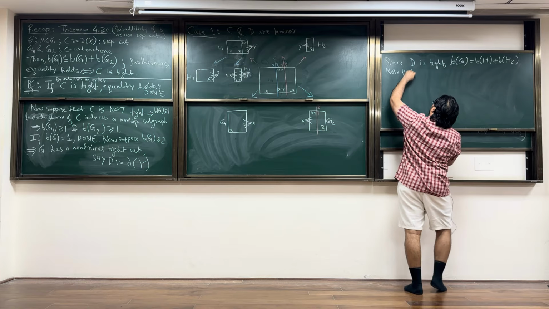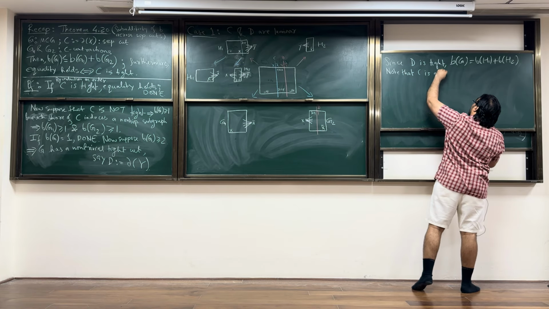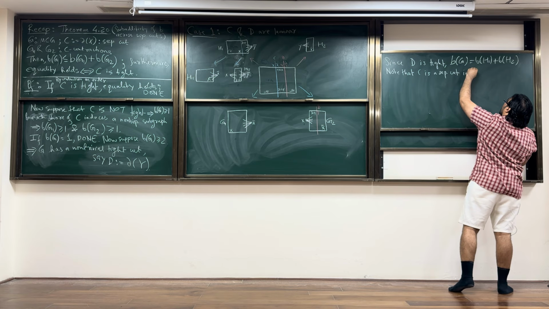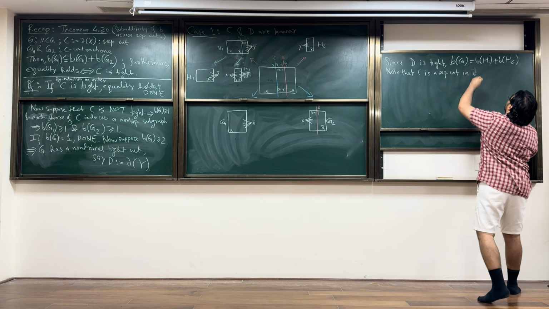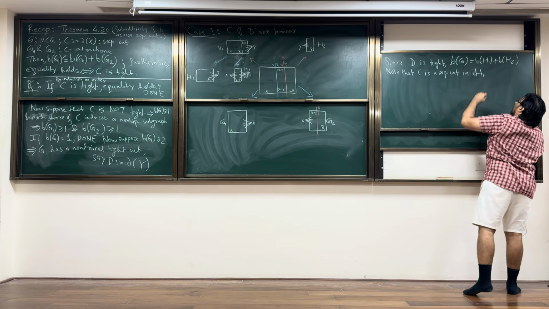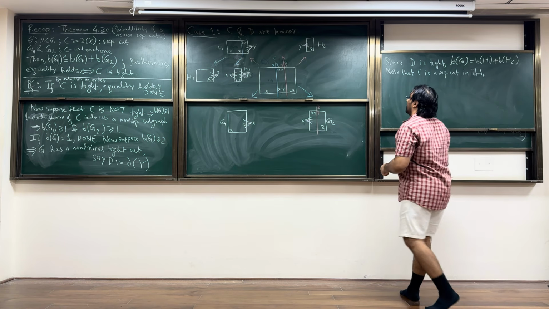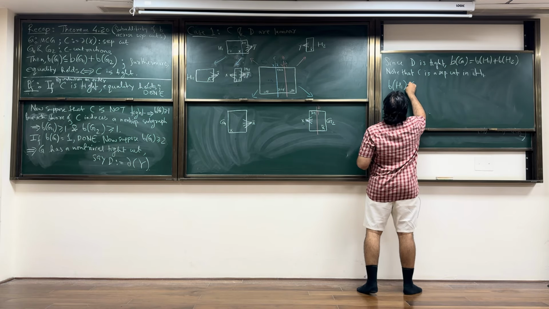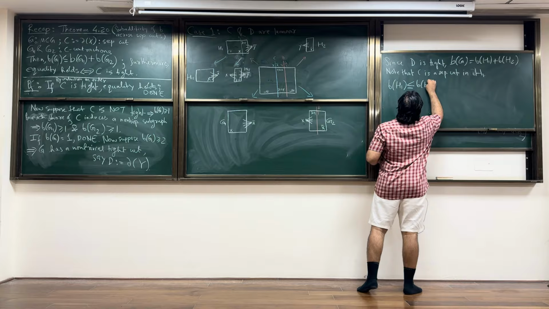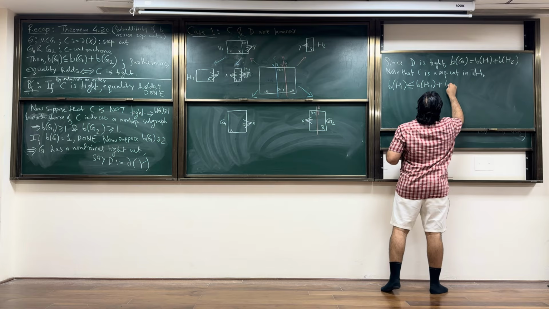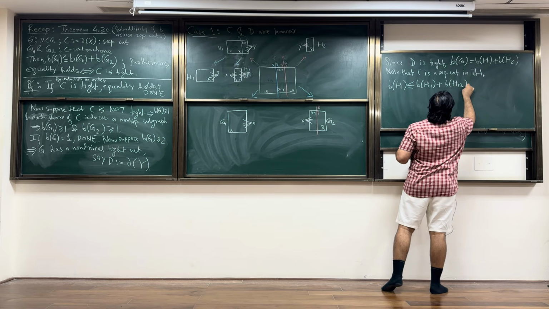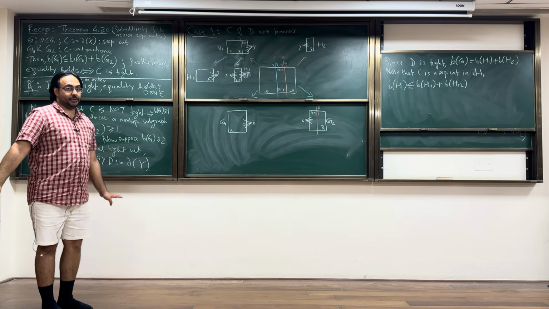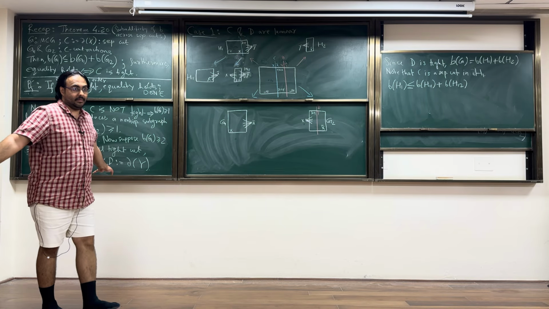Note that C is a separating cut in which graph? H1. Therefore, by the induction hypothesis, we can say that the number of bricks in H1 is less than or equal to the number of bricks in H11 plus the number of bricks in H12. Yeah? Everybody agrees? This much we can say for sure. Yeah, because it is a separating cut.